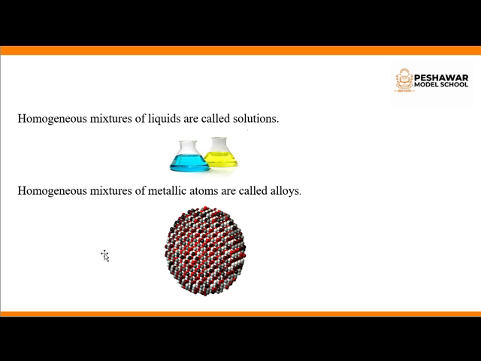A homogeneous mixture of metallic atoms is called an alloy. There are different types of metals which combine and form a solid type of mixture, which is called an alloy. So these are the two types of mixture, which are called homogeneous and heterogeneous.